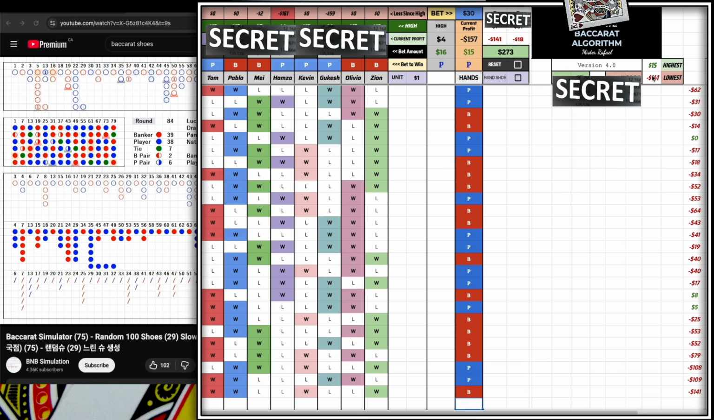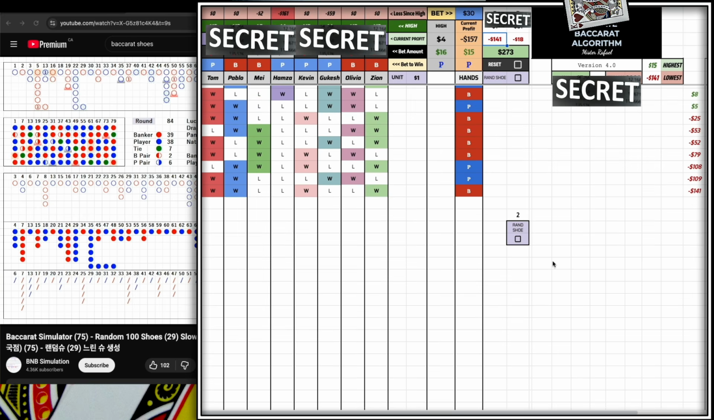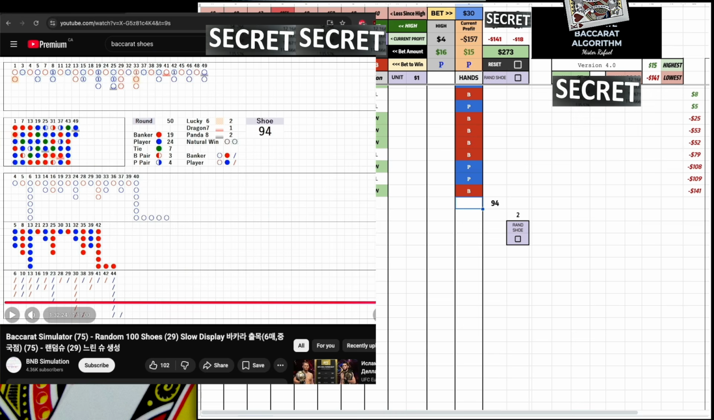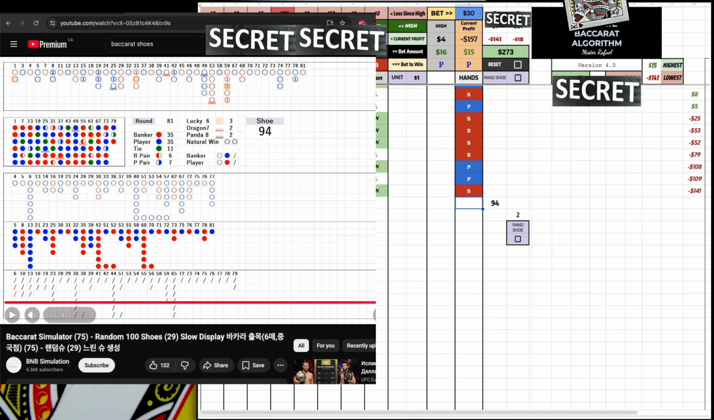Okay, our high was $15 for the session. Biggest drawdown, minus 141. Currently sitting at minus 141. Next bet, $30 on player. So shoe 94, we'll start from here. Okay, here we go. Shoe 94.